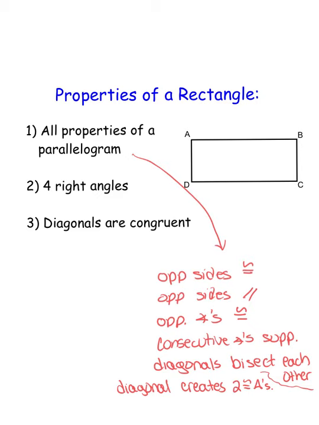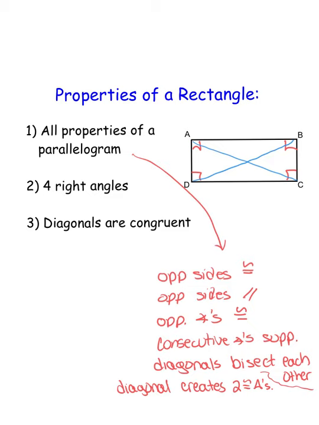Now, what makes a rectangle different from a parallelogram is that it has 4 right angles. So we can mark up our picture with 4 little boxes. And the diagonals are congruent. So if I drew a line, AC has the same length as DB.